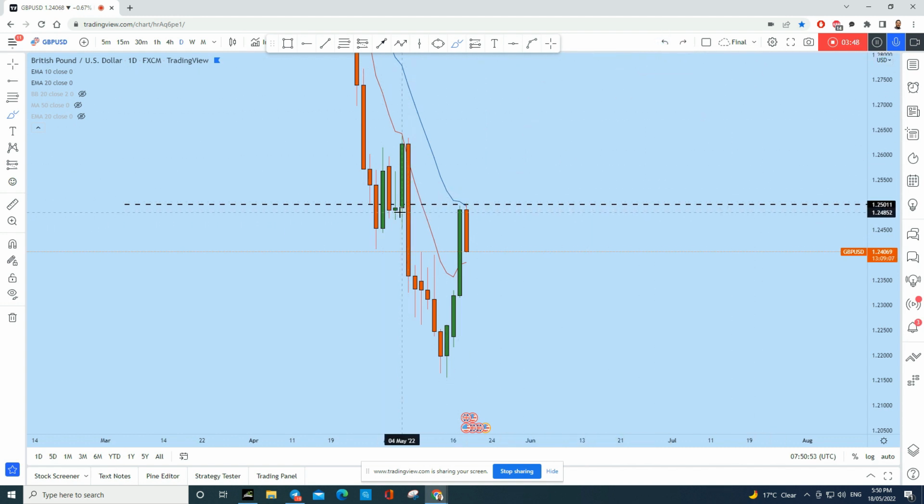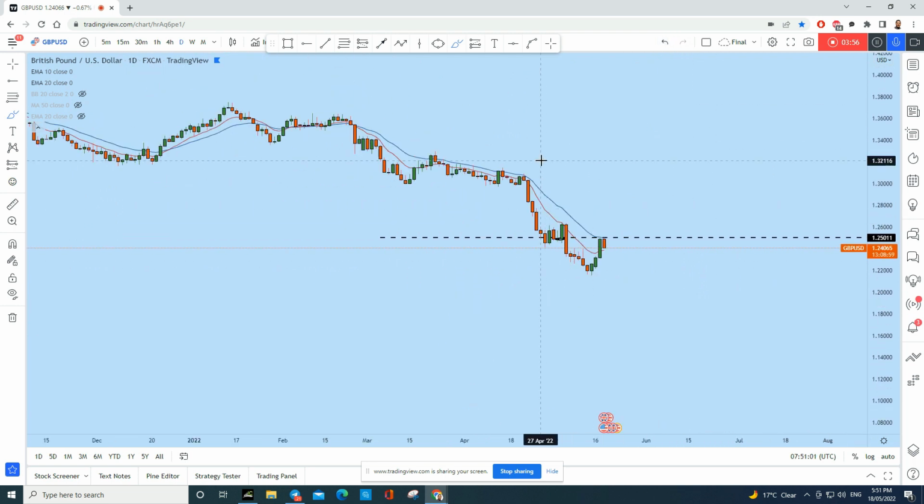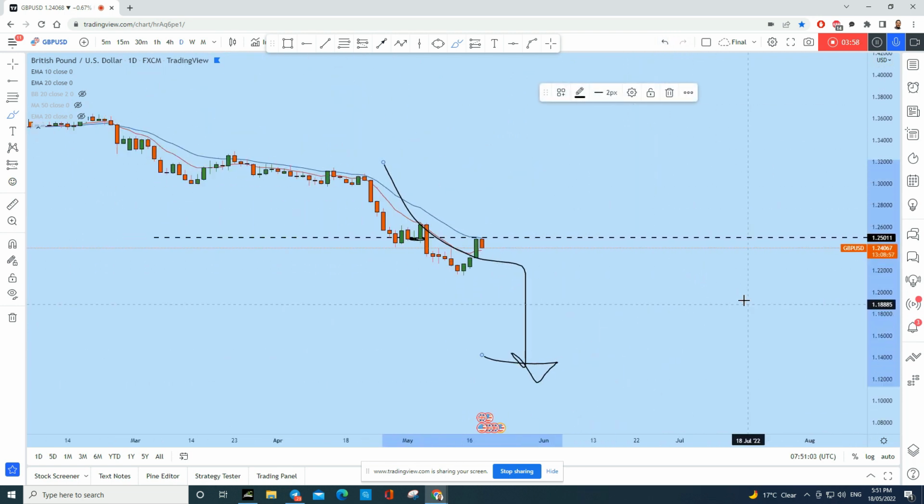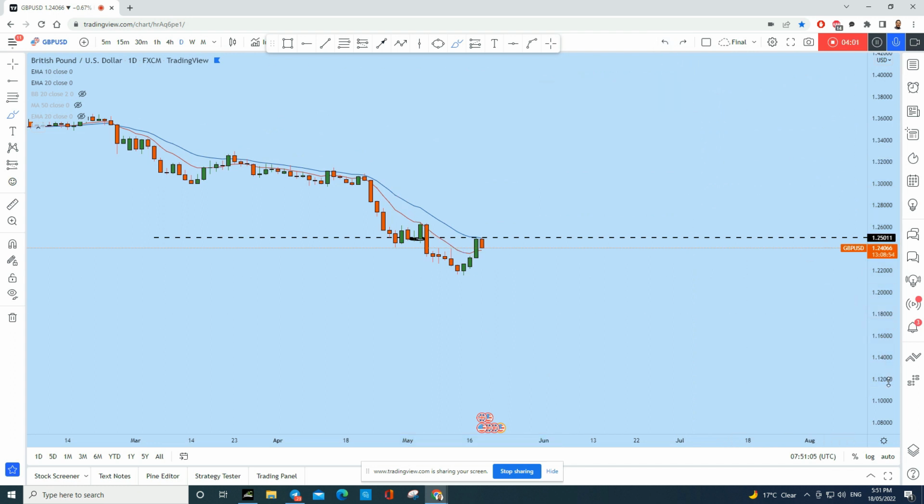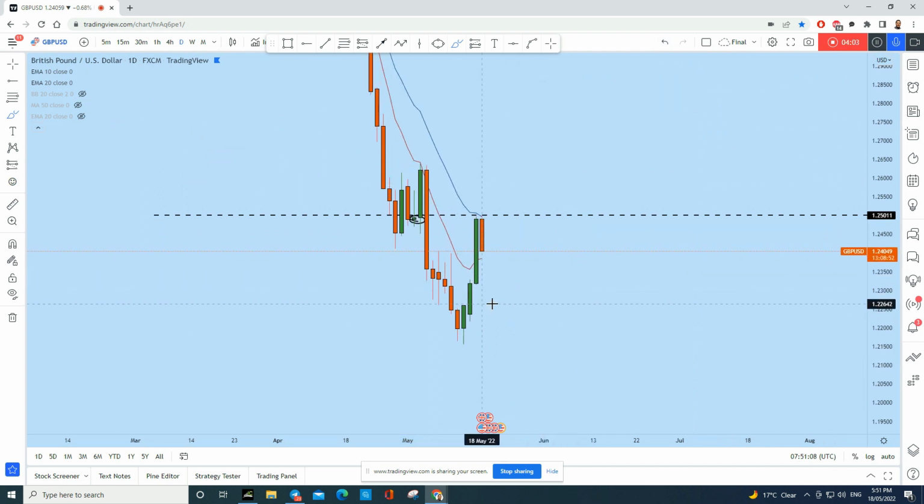So this previous support, now tested as a resistance, and we see that significant rejection to the downside. Because this is a long term downtrending market, it is highly likely that GBPUSD will continue to drop at least to this level. That can give us a significant trading opportunity.